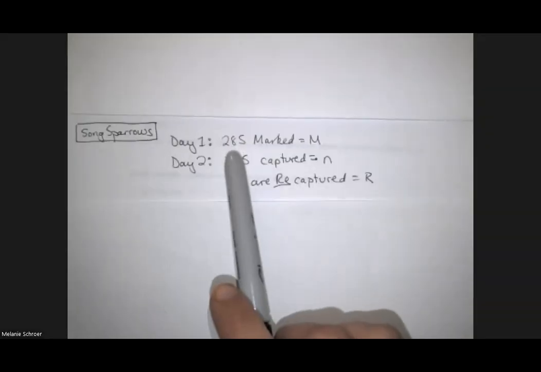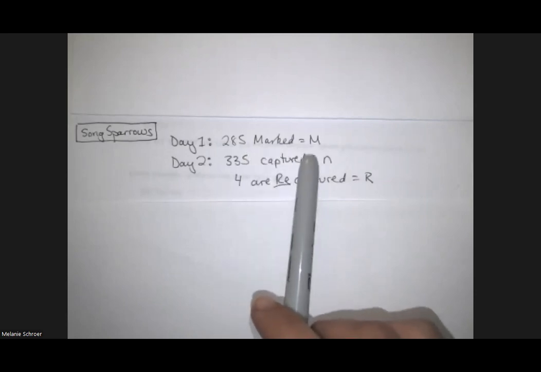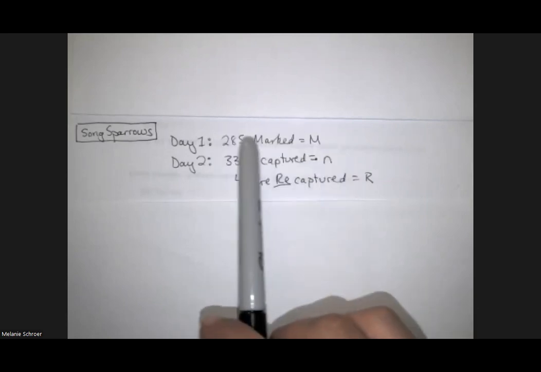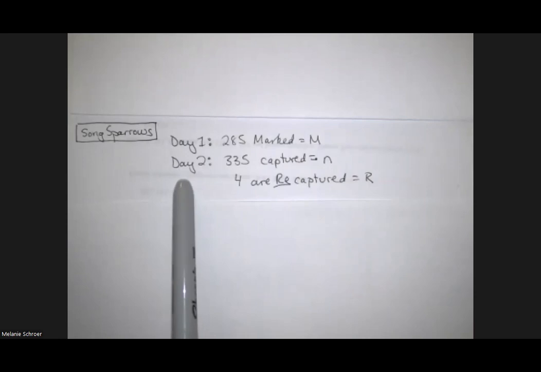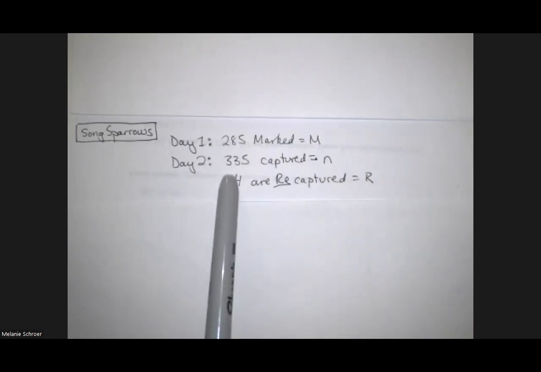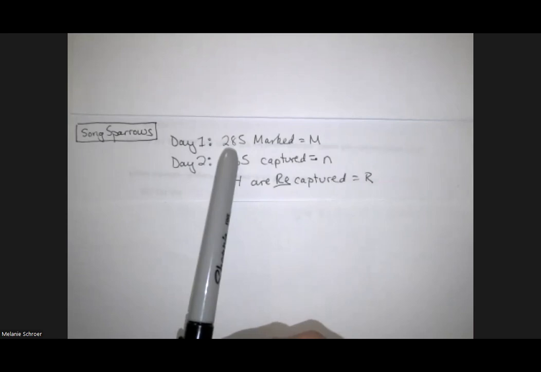On day 1, 285 were marked, capital M, that is, they were captured and banded. The second time, several months later, 335 were captured, so that's lowercase n, the total birds captured, and of those, only 4 were recaptured. That is, 4 of these initial 285 were recaptured. They still had the bands from the first capture. So that is capital R.